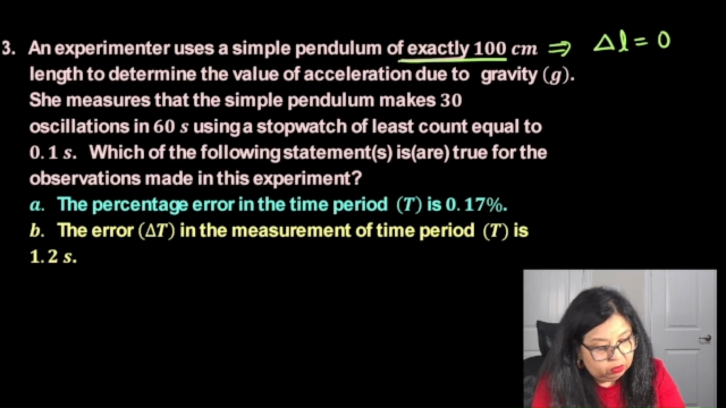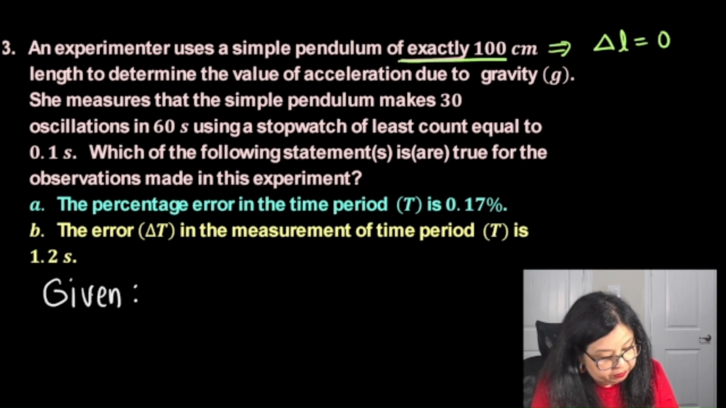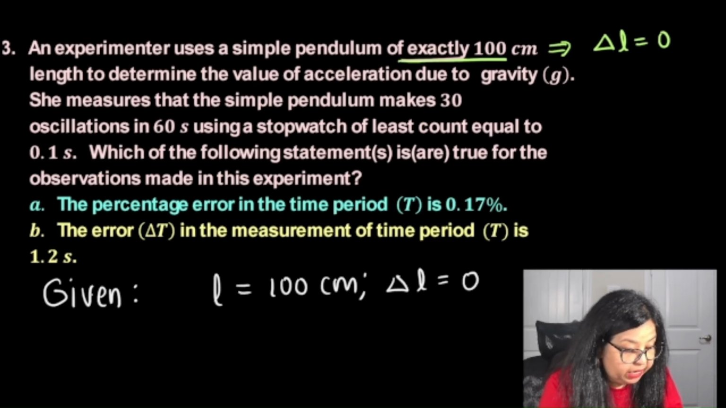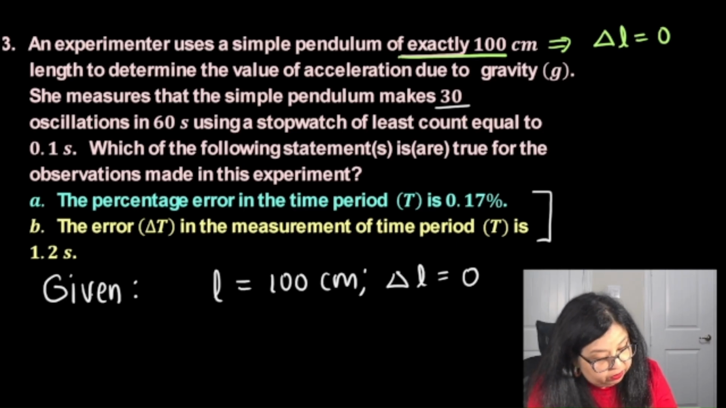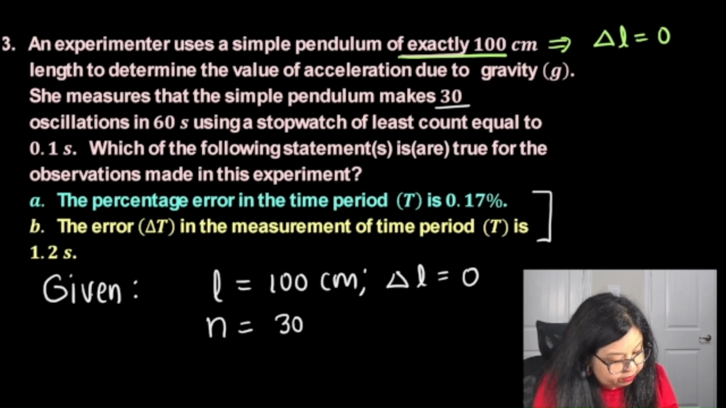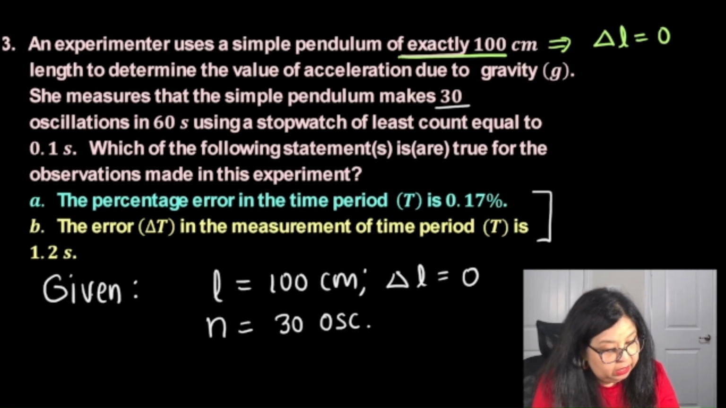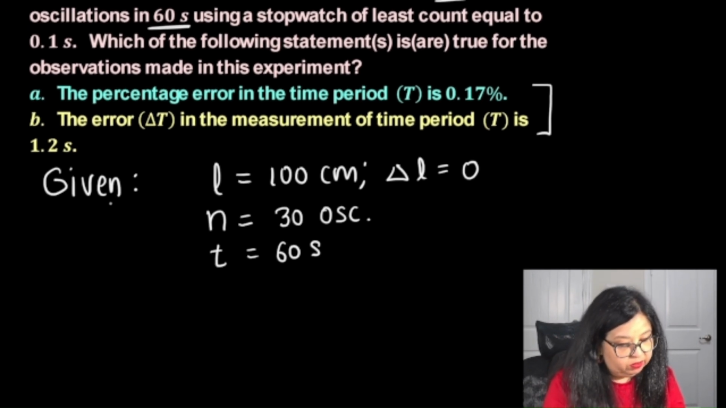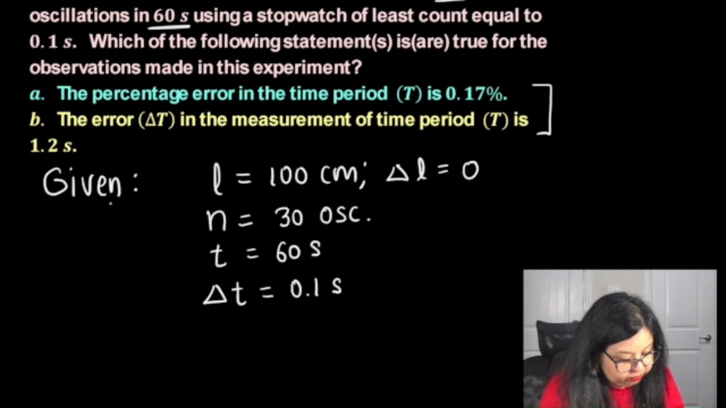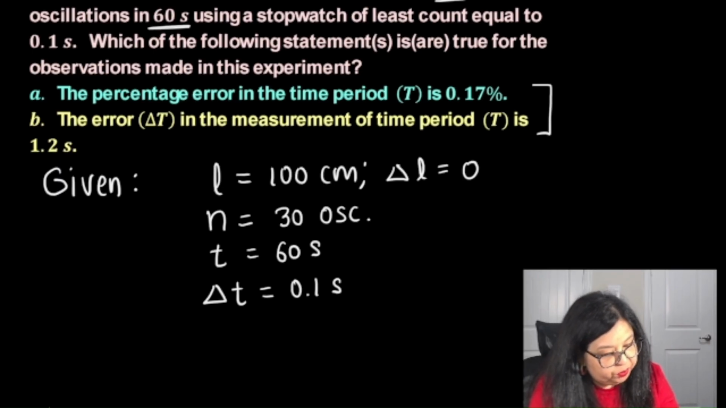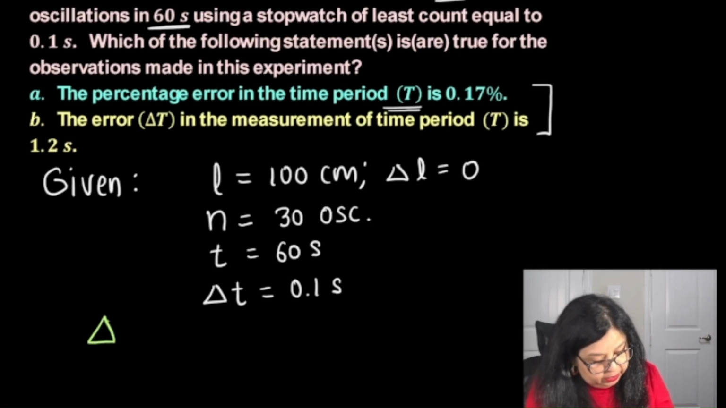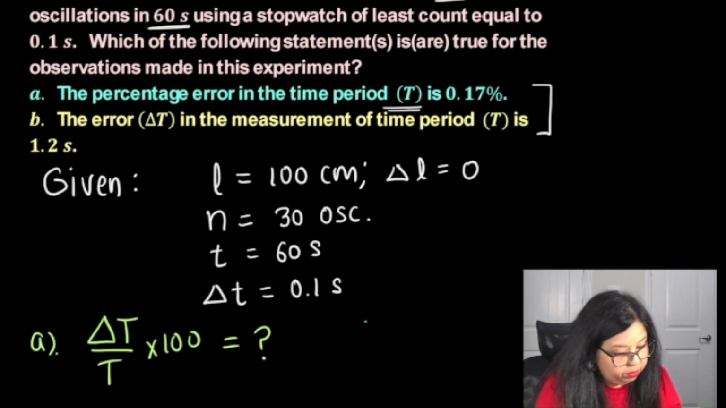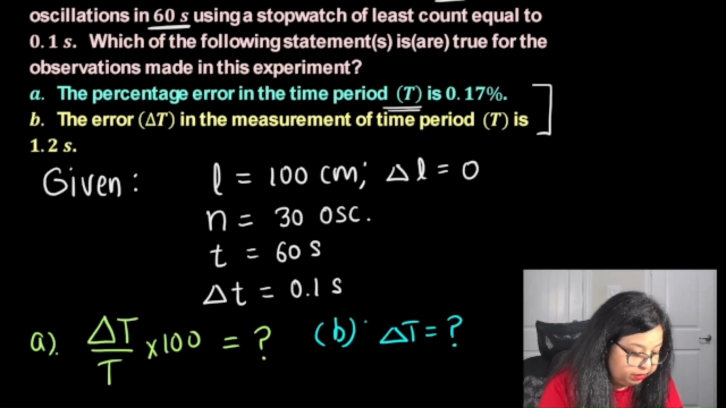All right, so we're given that length is 100 centimeters. The length is exactly known, therefore delta L is 0. There are 30 oscillations, so N, the number of oscillations, is 30, in 60 seconds. Time t is 60 seconds, using a stopwatch of least count 0.1 seconds, so delta t is 0.1 seconds. We're asked to find the percentage error in the time period, which is delta T over T times 100. This is A. What is this equal to? And in part B, it asks about delta T. What is that equal to?